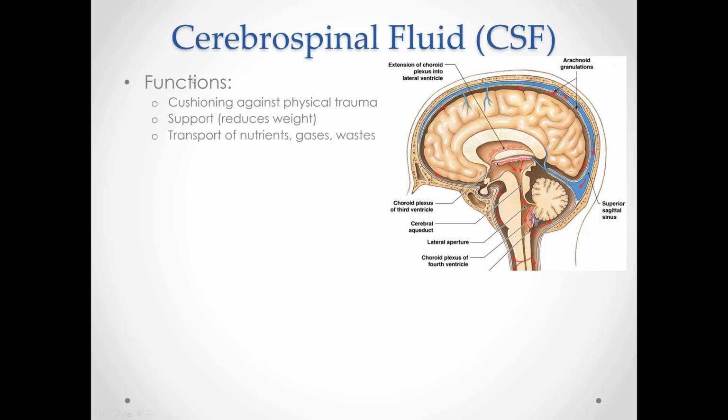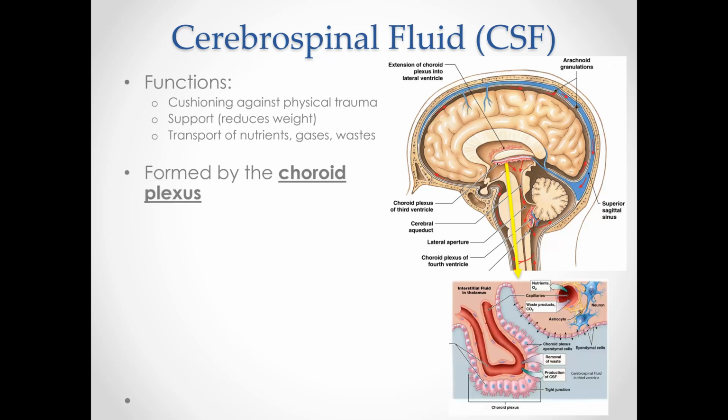CSF is also very important for circulating nutrients, gases, and waste throughout the brain. Remember that the brain has a blood-brain barrier, so it doesn't have direct contact with the blood. So CSF acts as sort of the circulatory system for the central nervous system. It's going to bring nutrients and oxygen to the cells and carry away carbon dioxide and other waste.